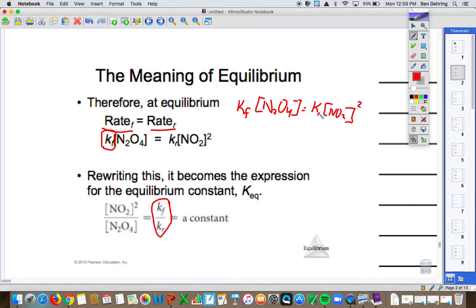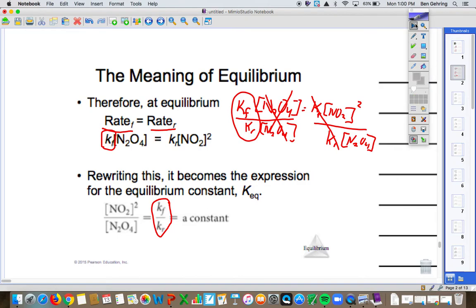Okay, if I want to get Kf and Kr together, I can divide across. I'm going to divide this side by Kr, and I'm going to divide this side by Kr, and then to get rid of the N2O4, I'm going to divide by that as well. So I've got my constants over here, Kf over Kr, and that's going to be equal to, I can cross the Krs off over here, I can cross this off here, the NO2 squared concentration divided by the N2O4 concentration. That's where this comes from. This is our equilibrium expression. That's what we're going to work with here today.